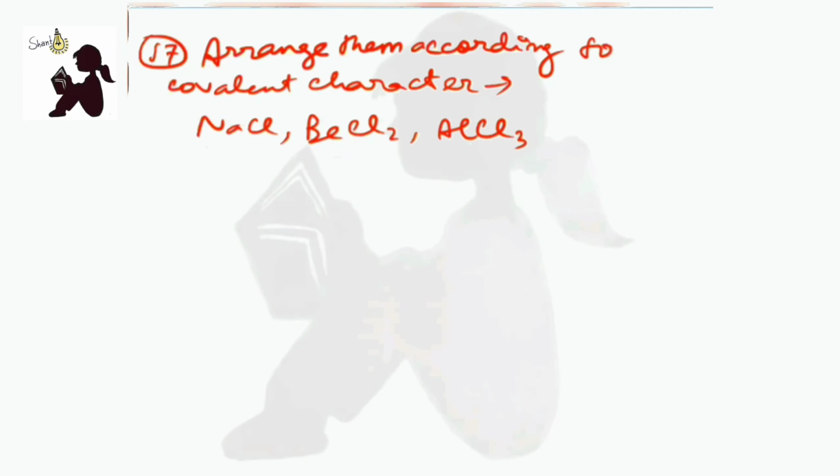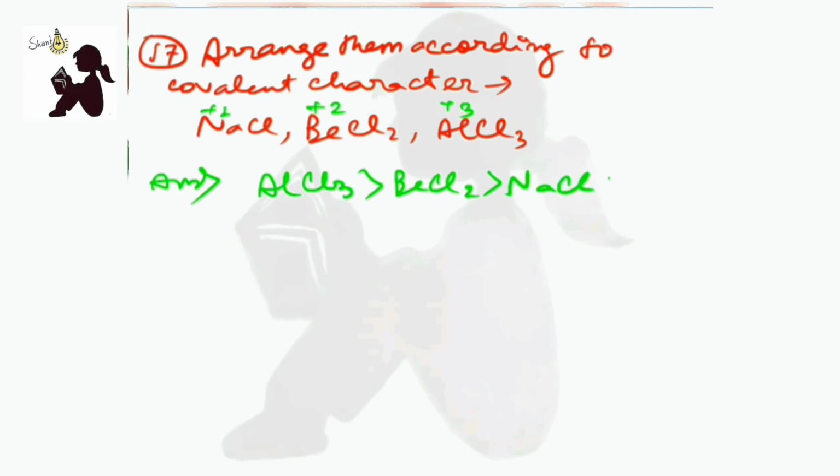Let's see the 17th question. What they have said in the 17th question is, arrange them according to the covalent character. So for this we have to know the charge. Here Na has plus 1 charge, BeCl2 has plus 2 charge, AlCl3 has plus 3 charge. According to Fajan's rule, if the charge magnitude increases, its covalent character also increases. So it will be AlCl3 greater than BeCl2 greater than NaCl.